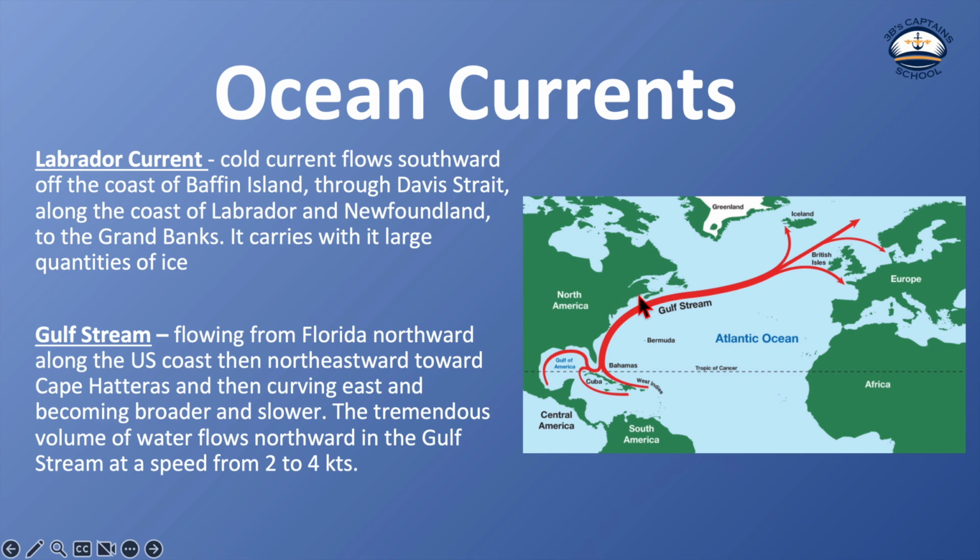And then the Gulf Stream, which is the one that we're all most familiar with. It flows basically from Florida northward along the U.S. coast and then northeastward towards Cape Hatteras and then curving east and becoming broader and slower. The tremendous volume of water that flows northward in the Gulf Stream can reach speeds from 2 to 4 knots. And you'll hear about that especially off Florida. If you're going to make a transit from the Florida coast to the Bahamas, that Gulf Stream current will really affect you. You have to account for that when you're making that passage.